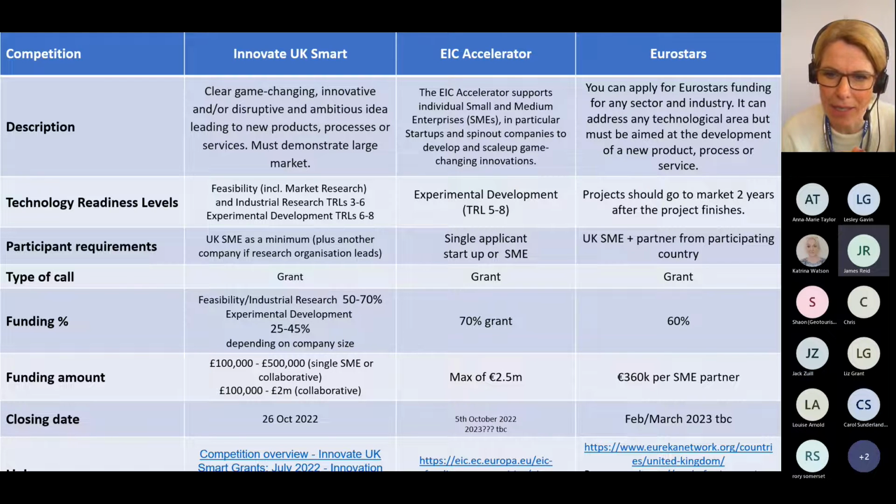Eurostars is slightly different. It's a nice little programme which is aimed at companies at the earlier TRL level, so sort of 4 or 5, and it is intended to foster international collaboration. So you need a minimum of a couple of partners who both have to meet the criteria of their individual companies. But 60% intervention there, up to 360k euros for SME partners.